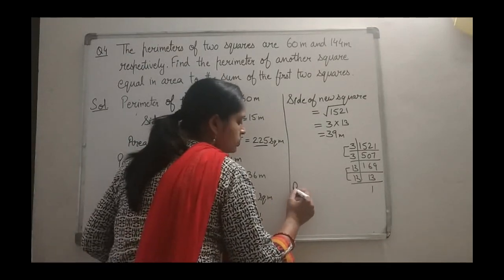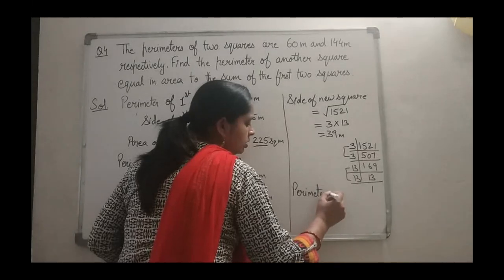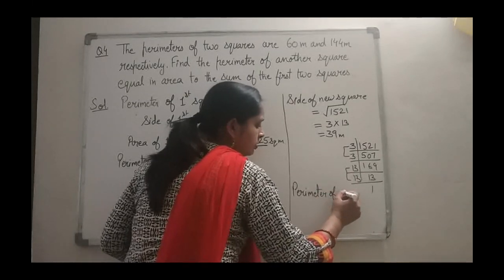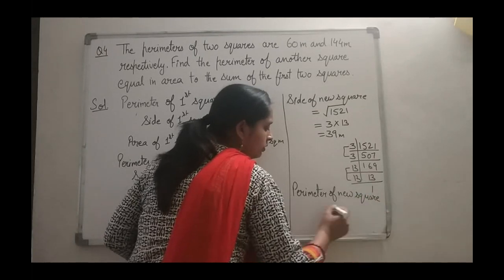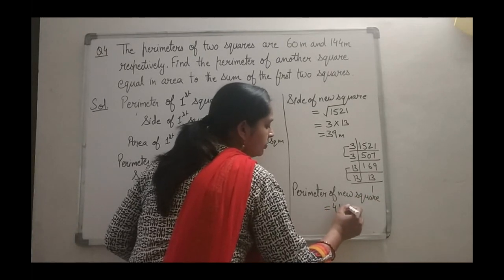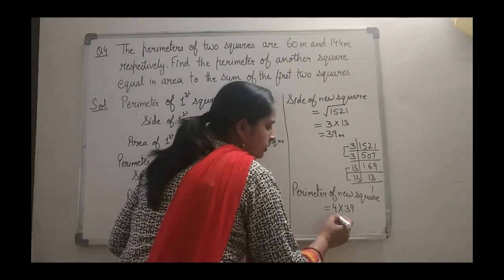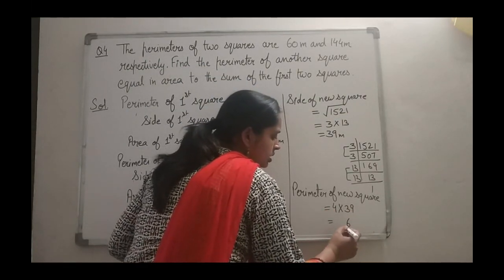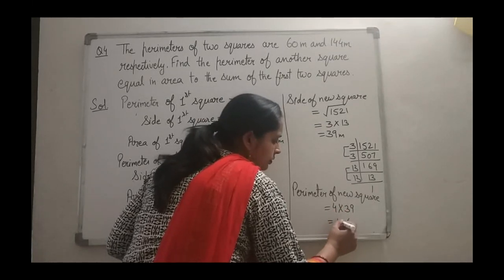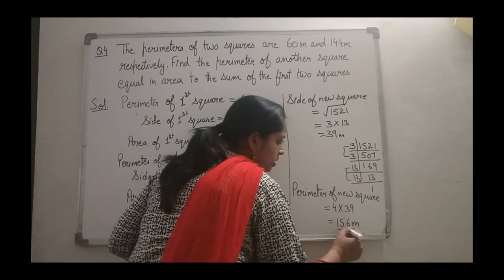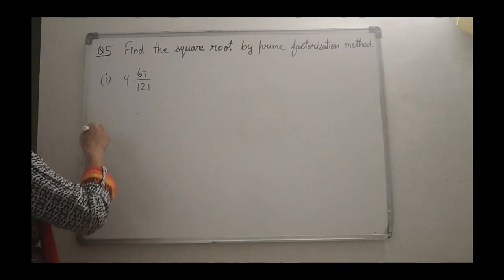So perimeter of square, required perimeter, perimeter of new square will be equal to 4 into 39. That is how much? 9 4s is 36, 3 carry, 4 3s are 12, 15, 156 meter. This is the perimeter of the new square. Okay. Now see the next question.